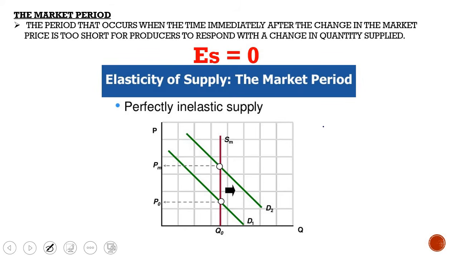So the market period is the period that occurs when the time immediately after the change in the market price is too short for producers to respond with a change in the quantity supplied. So that is why your E of S would be 0. Okay, so in your market period, your elasticity curve or your supply curve would be straight. So a change in price would not result in a change in your quantity supplied because suppliers or producers do not have enough time to respond to the change. Okay, so that is why it is a vertical line.